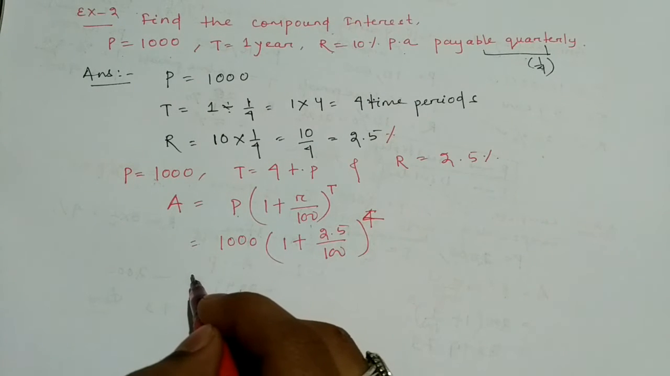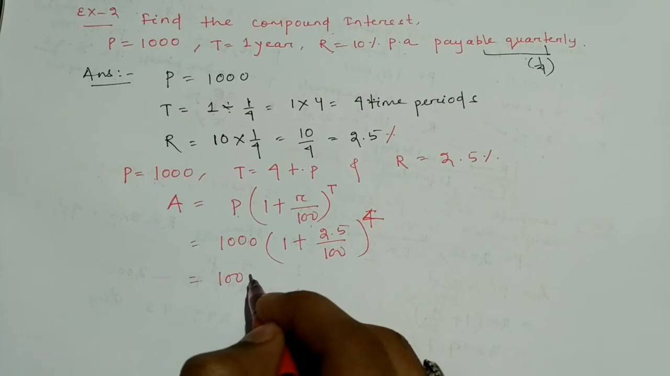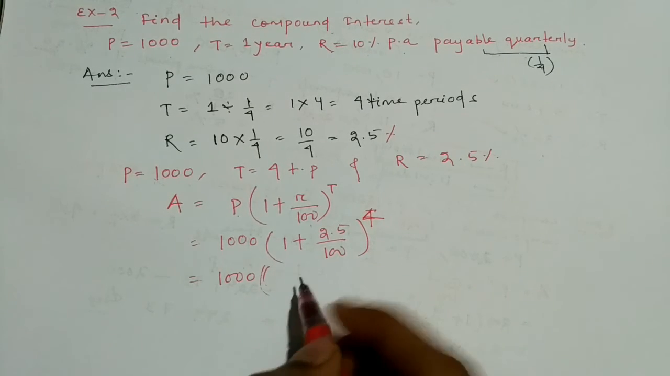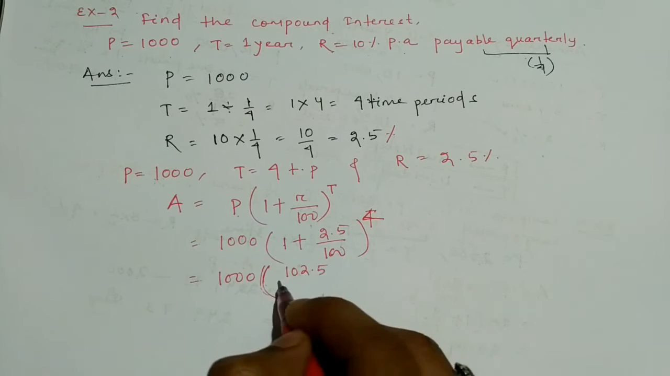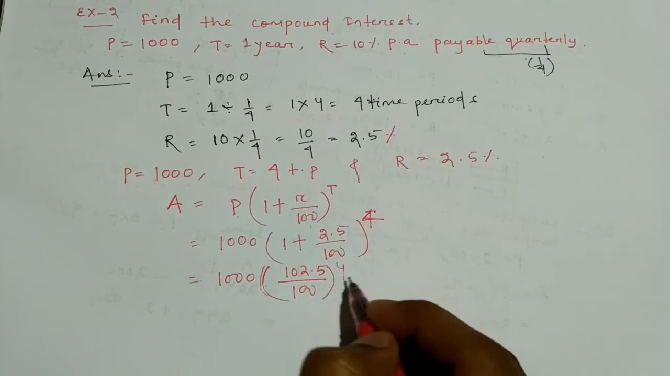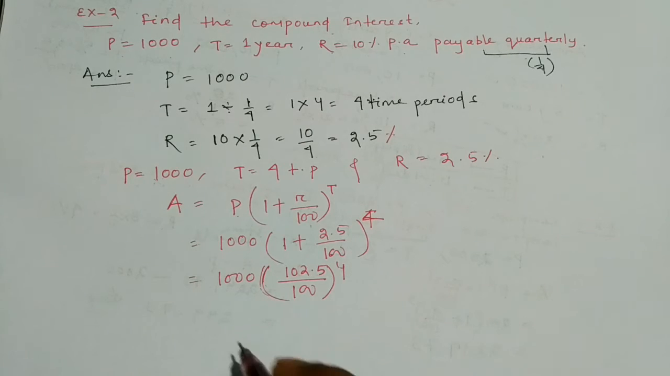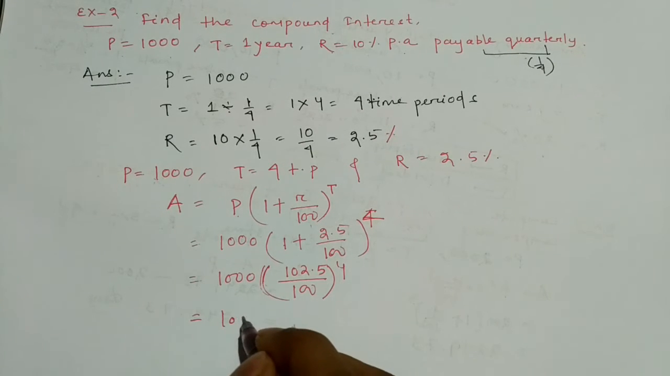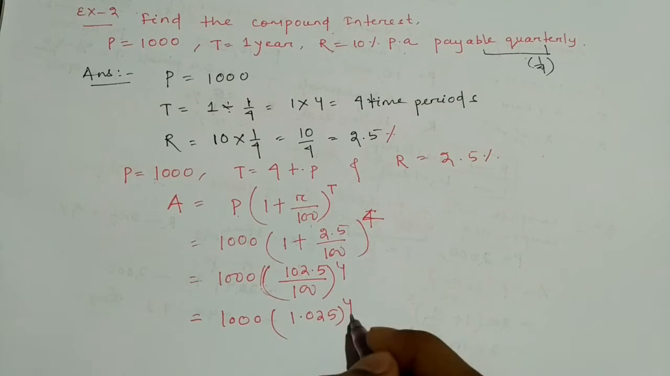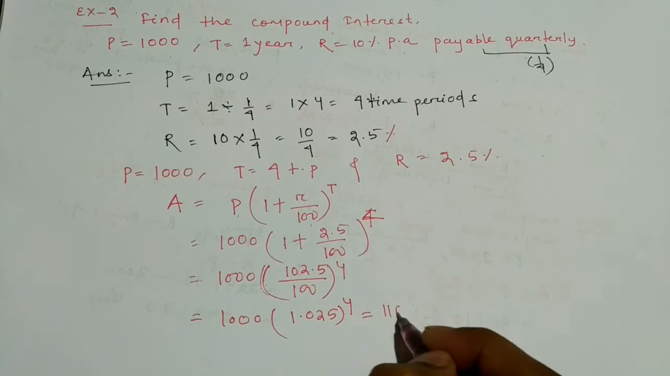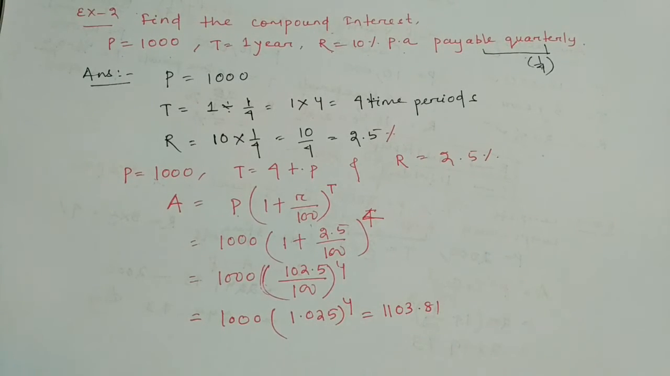So my final answer will be, okay, let's solve it. 1000, and it will be 102.5 divided by 100 to the power 4. So we got 1000 multiplied with 1.025 to the power 4. So we got 1103.81 rupees. So you have to solve it, because if I solve it here, it will take a lot of time. Okay, so solve it.